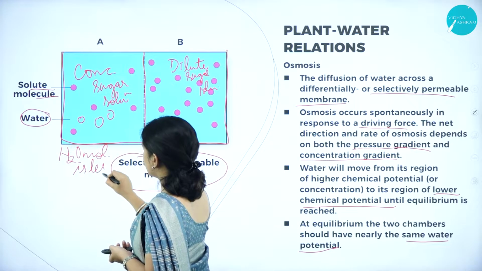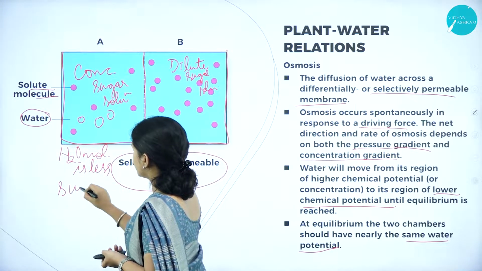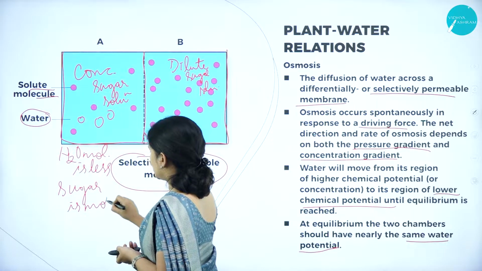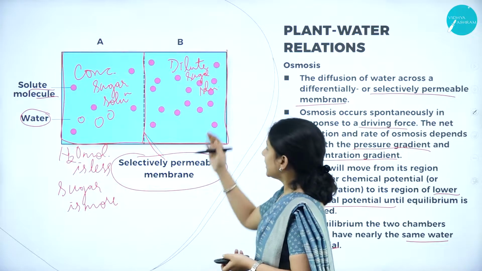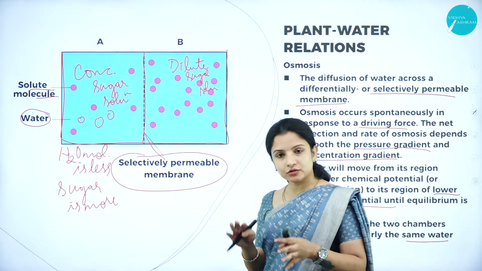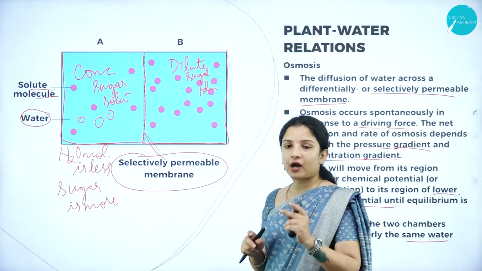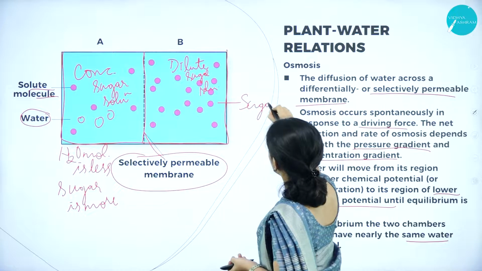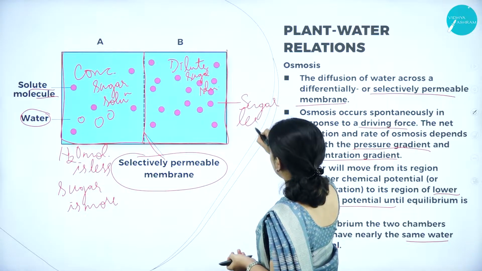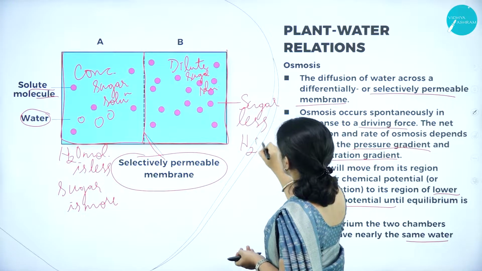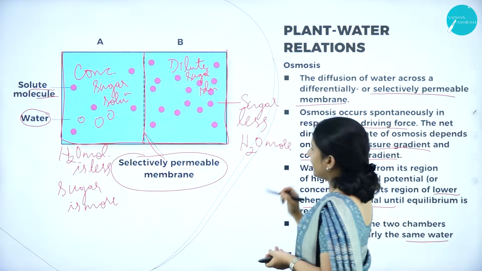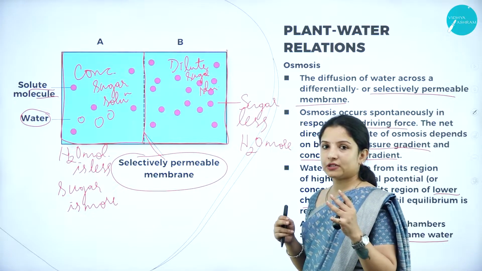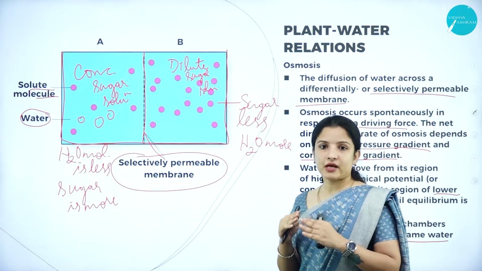But in concentrated sugar solution, the water molecule is less and sugar molecule is more, or solute molecule is more. In dilute sugar solution also sugar molecules are there, but sugar molecules are less. In this, sugar molecules are less and water molecules are more. Right? Now, it has to balance between the two.